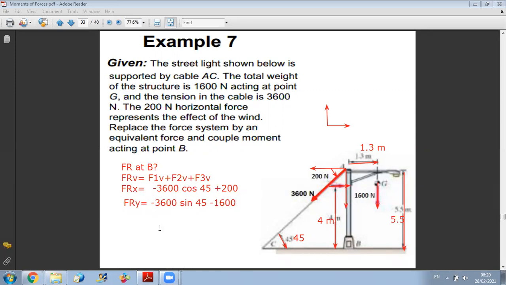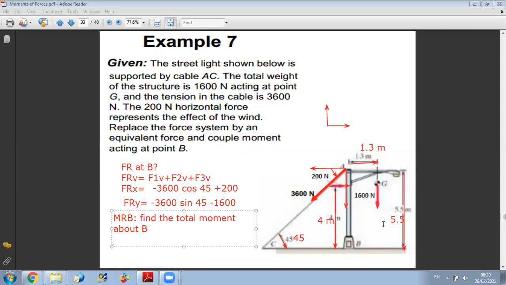The next step is to find the resulting moment at B. To find M resultant at B, this is equivalent to finding the total moment about B, because when I displace a force to B, I should add its moment about B. In this problem, we don't have couples. If we have couples, we should add them to the summation of moments.